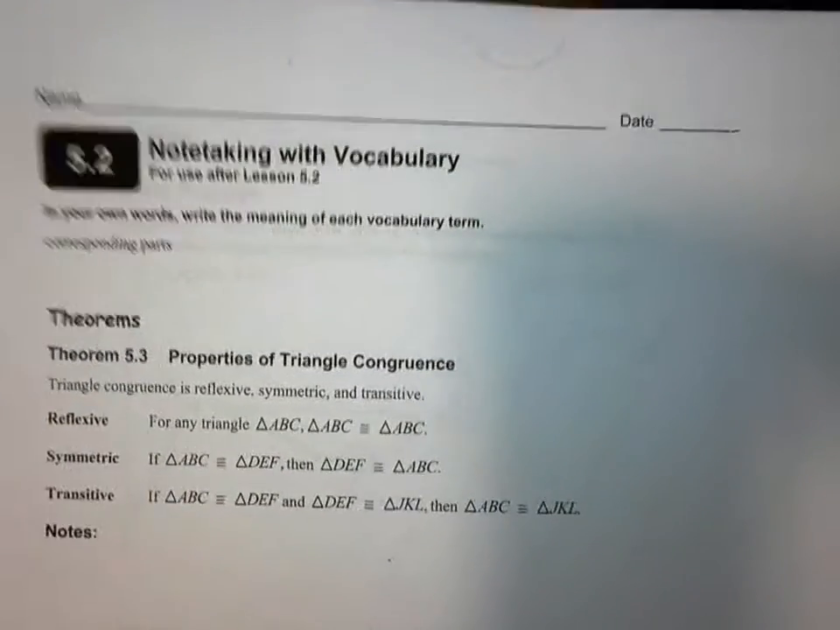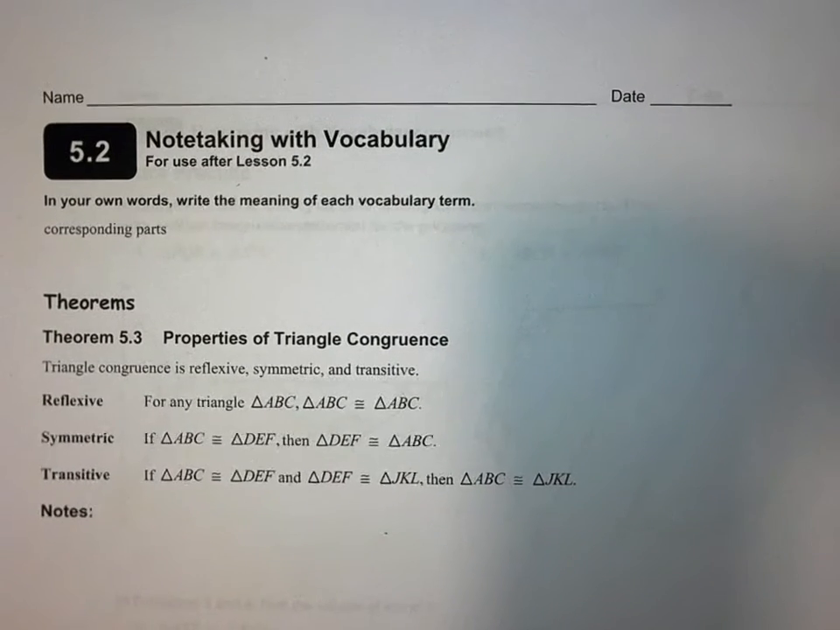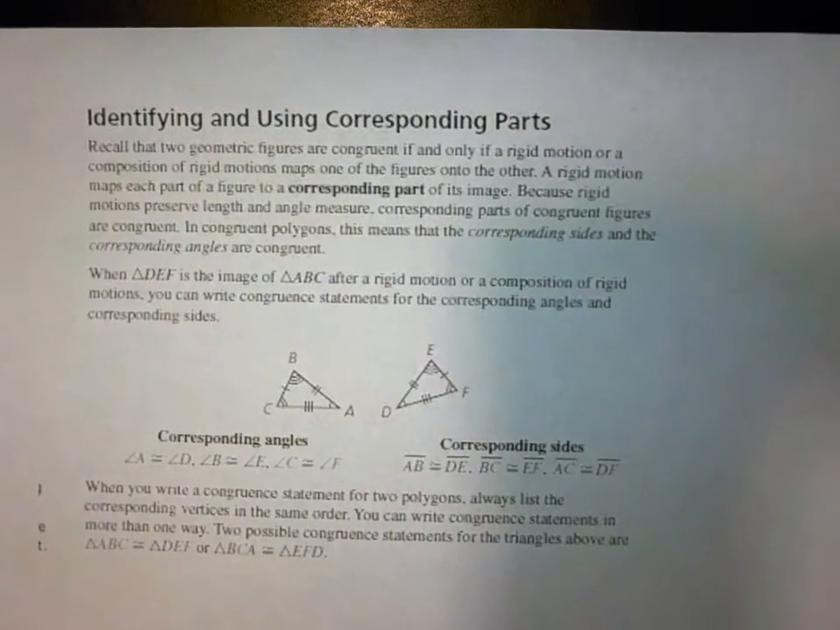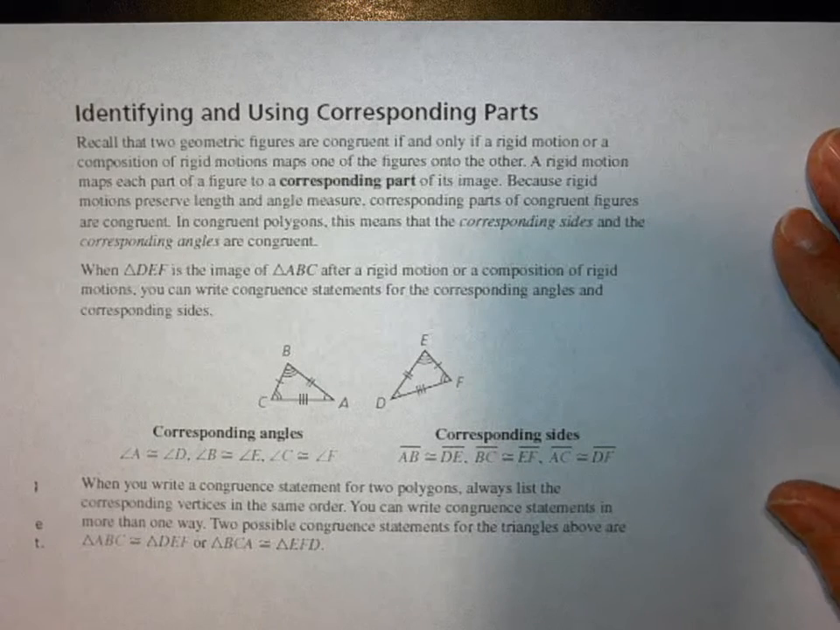Okay, this is lesson 5.2. So if you want to just go over the things that we did, or if you've missed it, 5.2 starts with talking about corresponding parts. If you look it up in the book, this is from page 240.